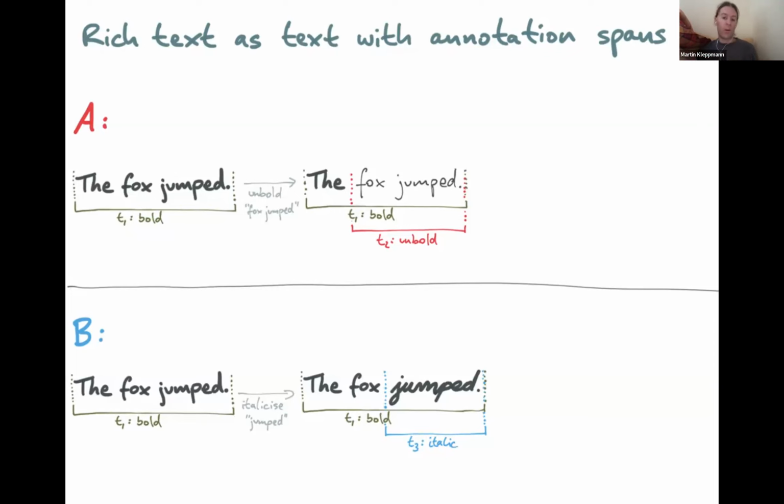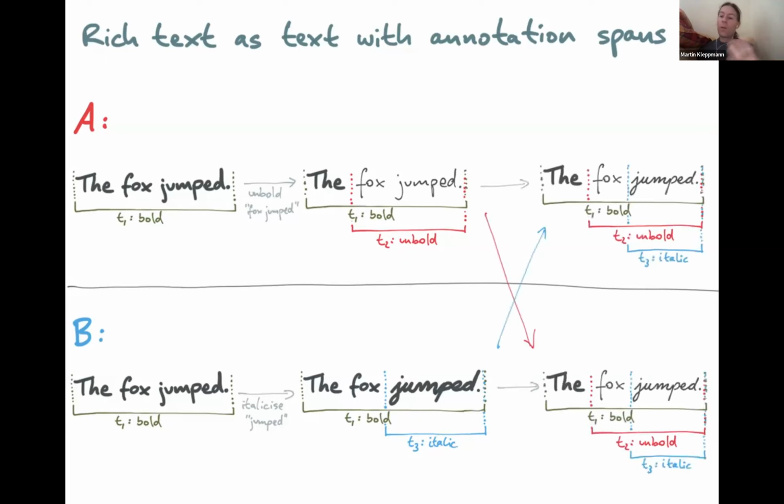And independently, user B might mark the word jumped as italic, and again, that's just saying from this character ID up to that character ID is italic with timestamp T3. And now these operations can be merged in a really easy, really straightforward way.